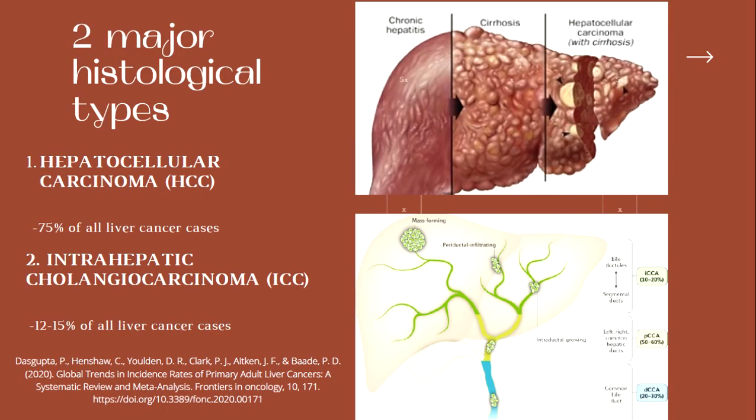According to a study about the global trends in incidence rates of primary adult liver cancers, there are two major histological types of liver cancer. First is the hepatocellular carcinoma, which contributes 75% of all liver cancer cases, and next is the intrahepatic cholangiocarcinoma, which contributes 12 to 15% of all liver cancer cases.